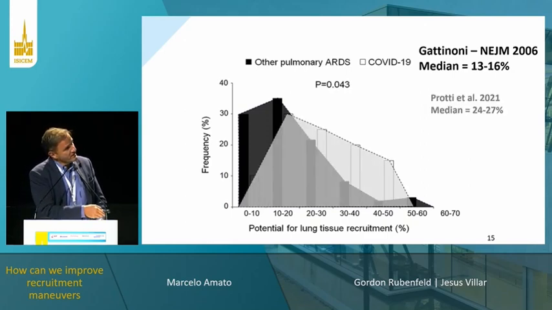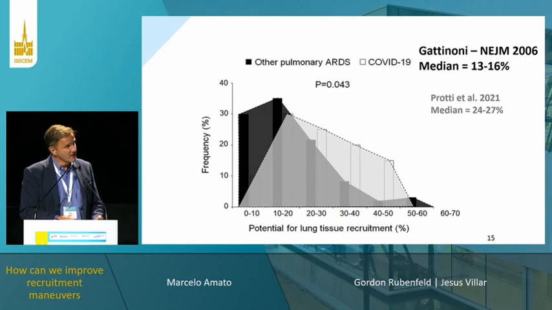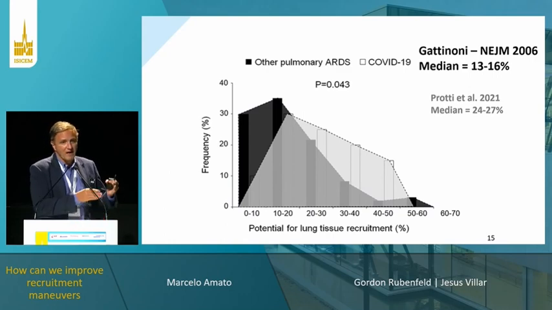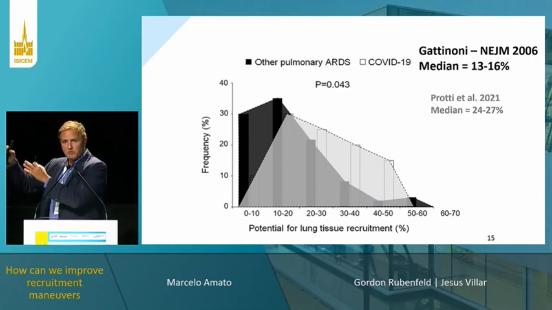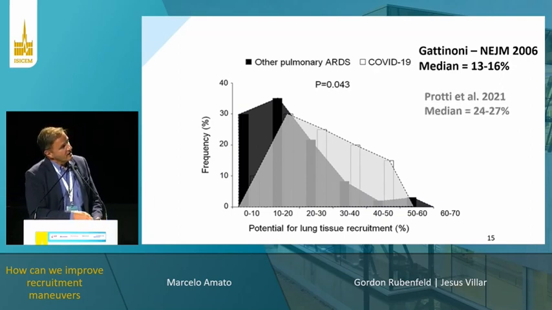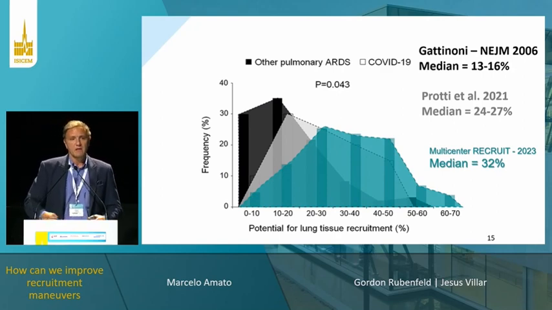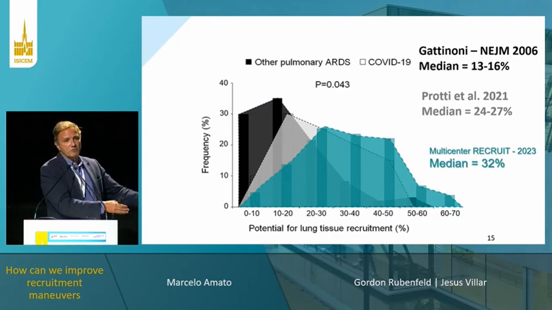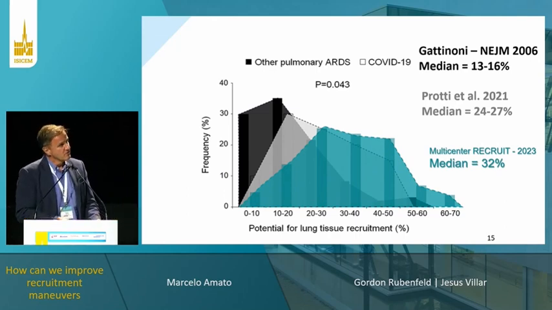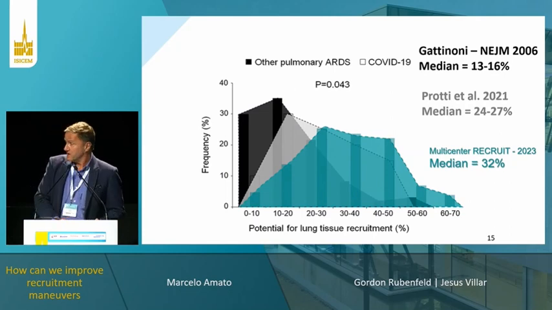Then we had the study of Protti that, with the same technique, found a more optimistic value, 25%, and the distribution is much more to the right, which means that some patients reach 50%, so half of the parenchyma was closed and after the maneuver was open. And now for the COVID patients, we got an even higher value, 32%, so 1/3 of the lung was not working and after the maneuver was working. So it's a much more optimistic result.